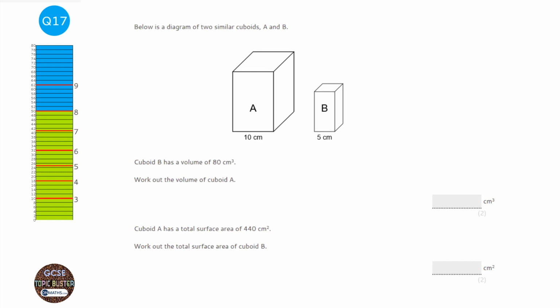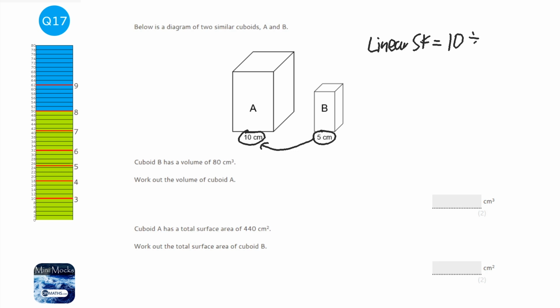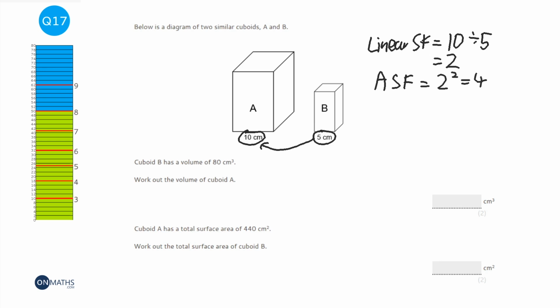Okay, so for this question, this is all about linear, area and volume scale factor. So with this question, from B to A, we can work out the linear scale factor. So what do I times 5 by to get to 10? So the linear scale factor is going to be big divided by small, which is 2. Now the area scale factor is always the square of the linear scale factor. So we square it and it's going to be 4.